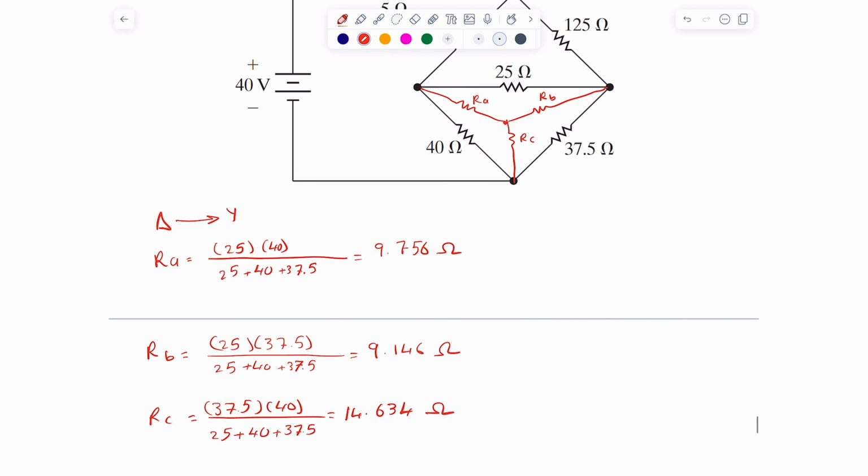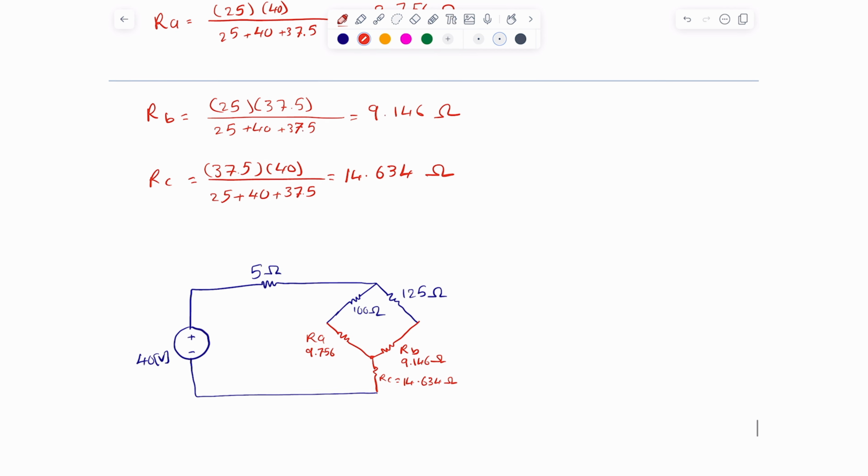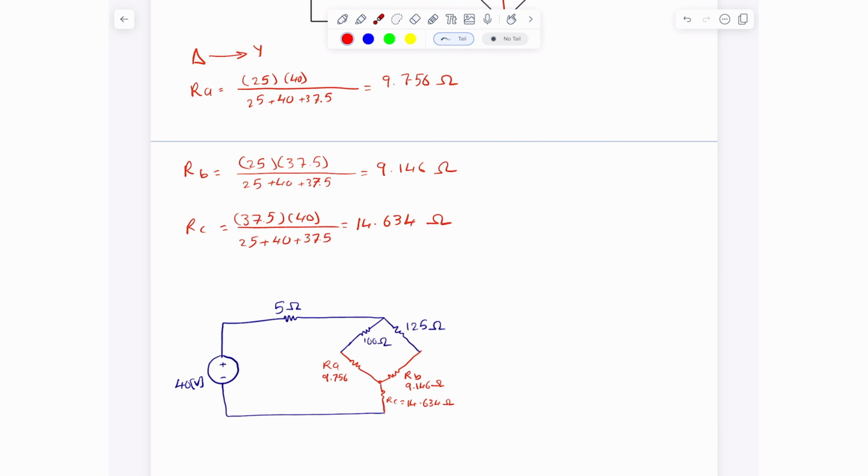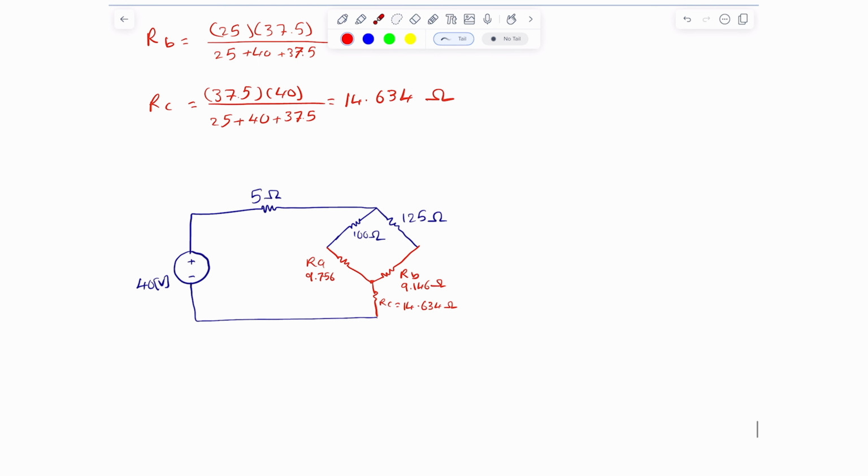So what I'm going to do is just redraw the circuit, and we'll do the simplification from there. So here's the circuit redrawn. Let me just zoom out a little bit. The 40 volts stays the same, the 5 ohms stays the same, and the 100 and the 125 stay the same. And then what we did is we converted this delta into this red Y. This is the red Y in here, so I substituted these values. So from now, it's just simple circuit simplification.